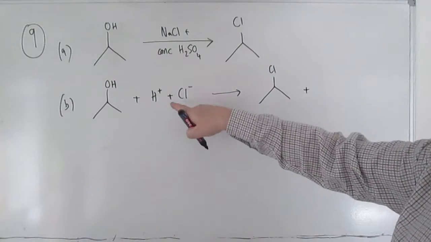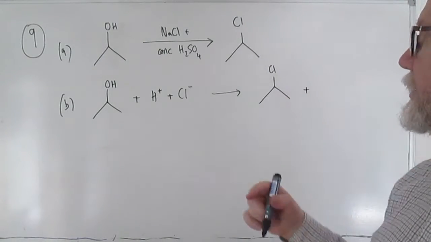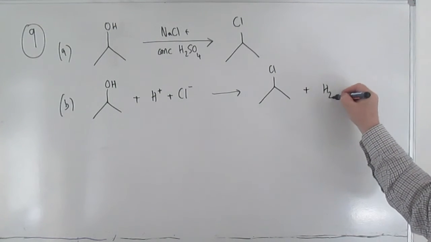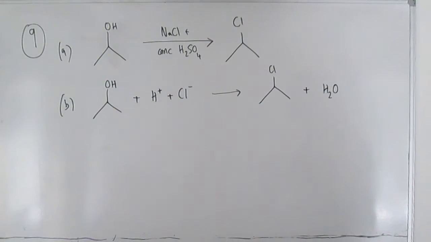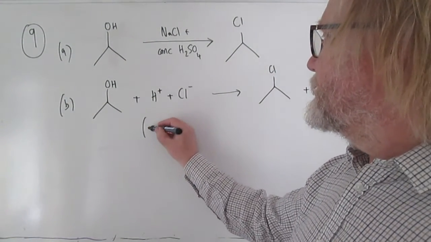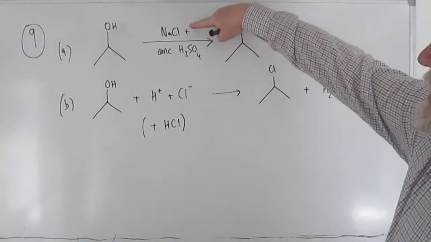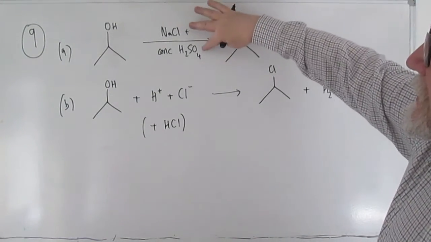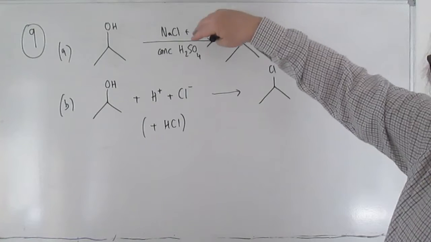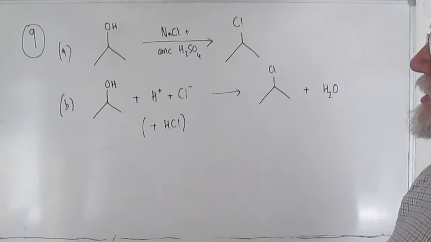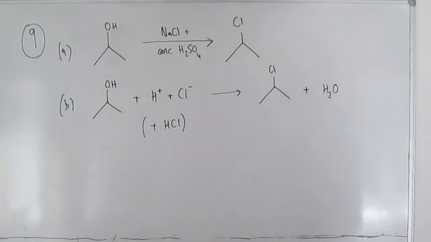And of course what that leaves is the H+ and the OH-, which combine to give you water. So I think that's probably the best way to write the equation, but commonly you'll see it just written as plus HCl. And the way of thinking about that is that this combination of substances makes HCl in the pot, and therefore overall it's the HCl that reacts. So you can write either of those as the equation.